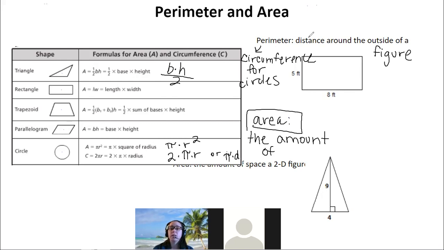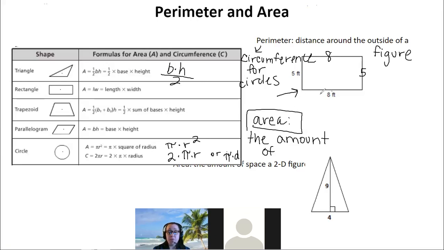So we have a rectangle up here, and I want to find the perimeter of this rectangle, this one with a 5 and an 8. What am I going to add to find the perimeter? What would I do? Someone write it on the screen or tell me what to do in chat. What would I add for the perimeter of this figure? Yeah, very good. 5 plus 5 plus 8 plus 8.